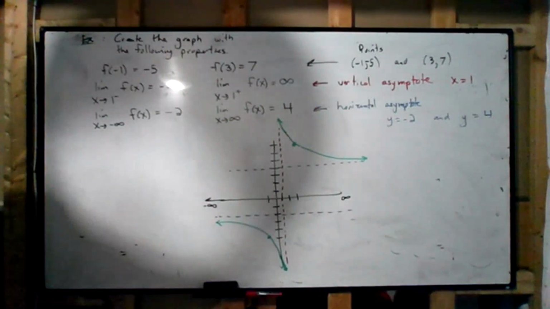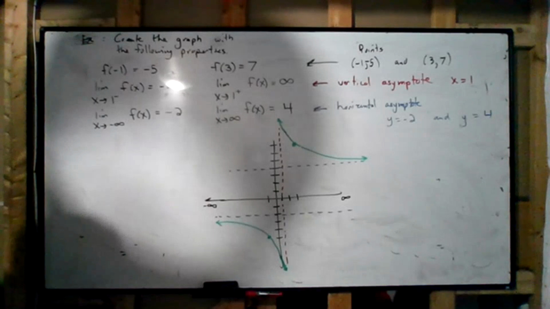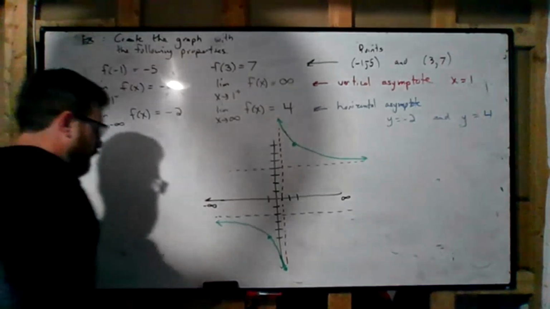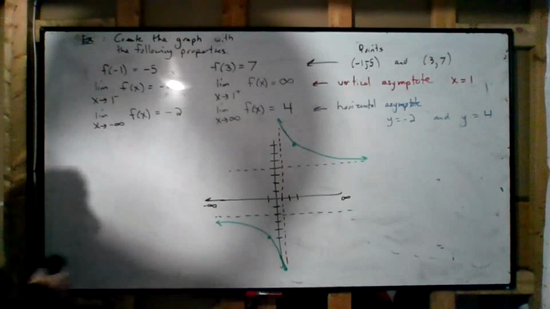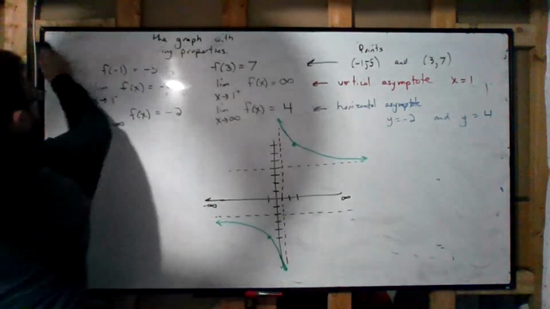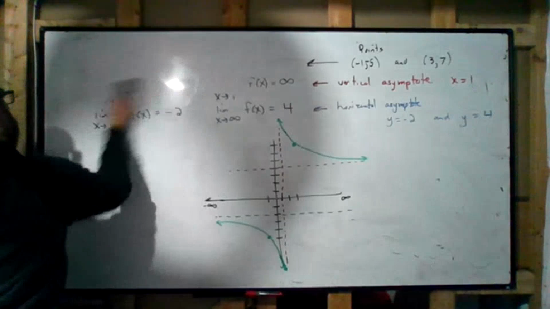All right, I'm going to give us a function, and I want to find all the information of this function: removable discontinuities, asymptotes. This is kind of like putting everything together. So this is why 2.6 is here.